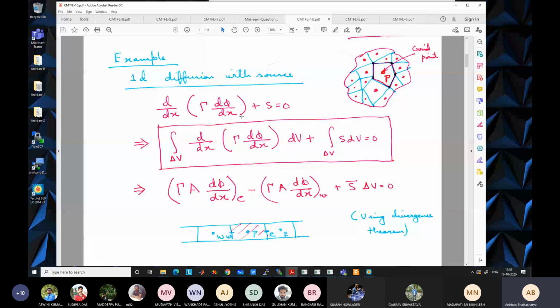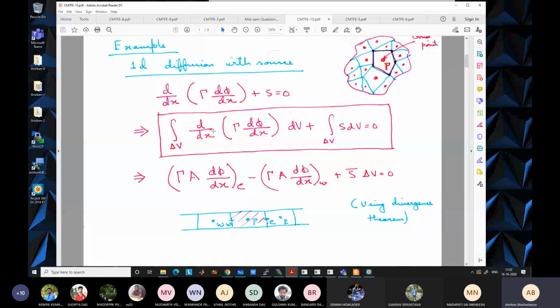But say, let this be the control volume. You integrate whatever your equation is over this control volume. So what does the integral look like? The integral over the control volume, where delta V is the volume of this control volume. Not dV, delta V means it is a finite volume. Integral of d/dx(gamma d phi/dx) dV, plus the integral over delta V of S dV. Integration of the second term also over the entire control volume. Now by using the divergence theorem, you can read about the divergence theorem if you don't know it, this volume integral can be converted to a surface integral.